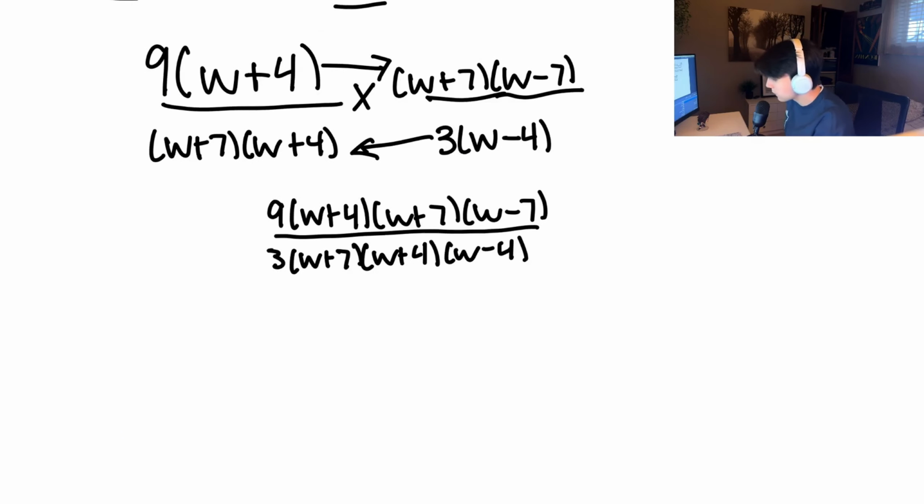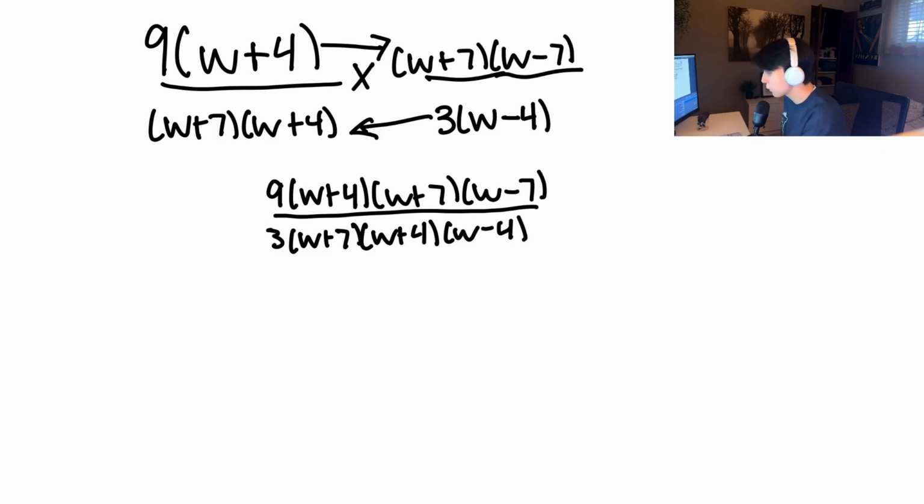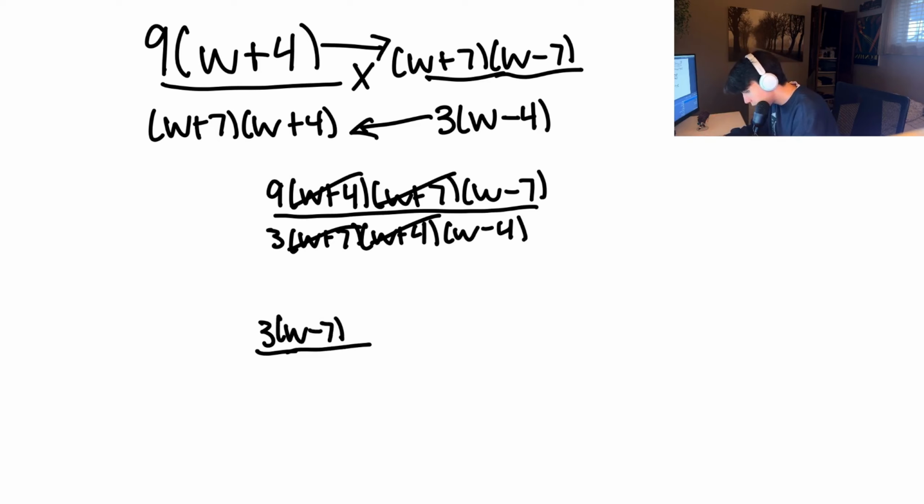Again, we're looking at what we can simplify here. So 9 over 3. 9 divided by 3 is 3. So that simplifies to our 3 here. W plus 4. Do we have a plus 4 on the bottom? So we do. So these cancel out here. So we don't have to write that. We have a W plus 7, which is common. And they cancel out as well. So now we're left with W minus 7 over W minus 4.